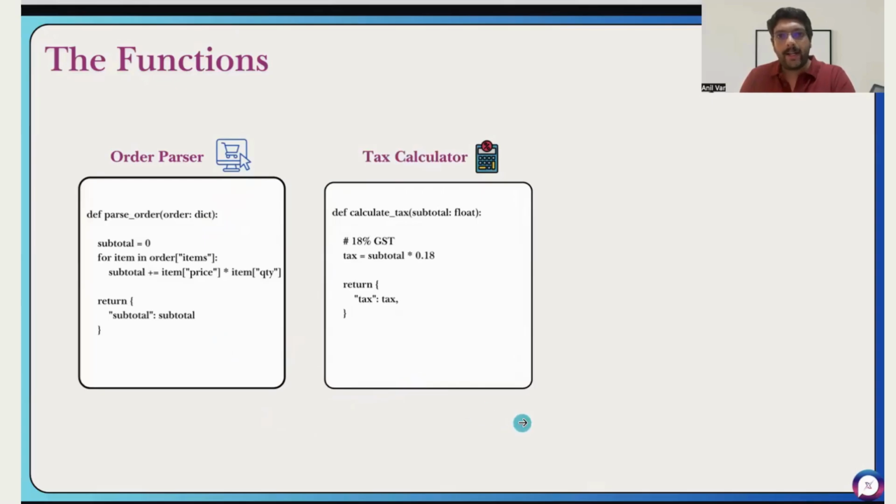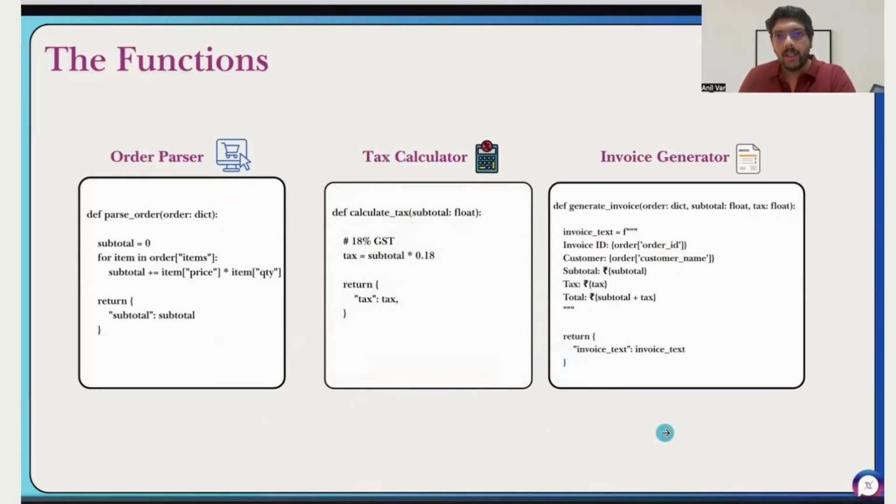You have a tax calculator, and in our case, it's very simple. It assumes the Indian tax conditions, with 18% GST. You can make this more complicated, and it returns the tax. The third function takes in the order, the subtotal, and the tax, and formats it into a nice looking invoice, which you can then extend by adding a file exporter, which will take this and convert it into a file. But this is how we've broken down our complex task into these pieces. You can see each piece is very simple and modular, and it handles a very specific part of the original task.